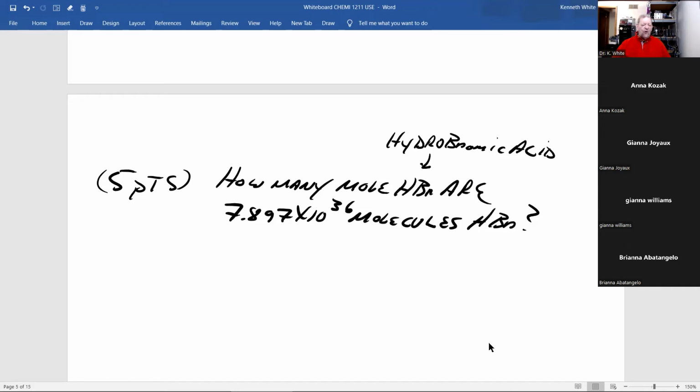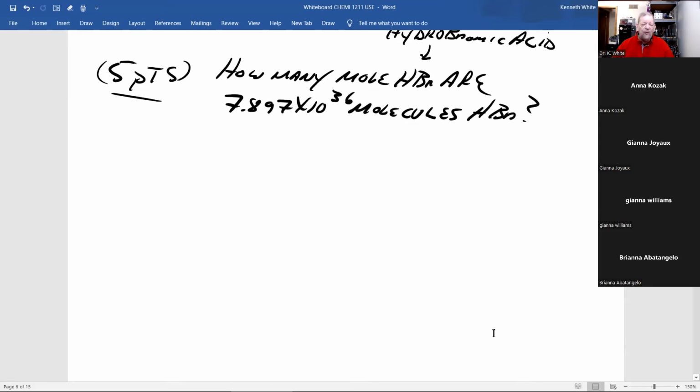And the question is 5 points. How many moles of HBr are 7.897 times 10 to the 36 molecules of HBr? And we're going to do it stepwise. First step I'm going to ask you to do is write down right there, what are you being asked to find unit-wise, and what are you given? That's all I'm asking you to do right now. And when you've done that, give me a thumbs up.